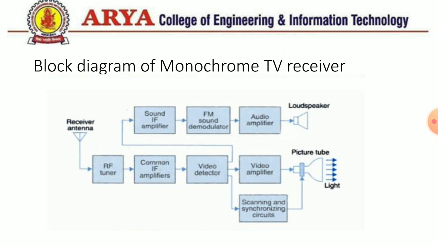The output signal from the tuner circuit is amplified by using a common intermediate frequency amplifier. Then the video and audio components are separated by a detector. The sound signals are detected from FM waves, amplified, and then fed into the loudspeaker, which reproduces the sound.